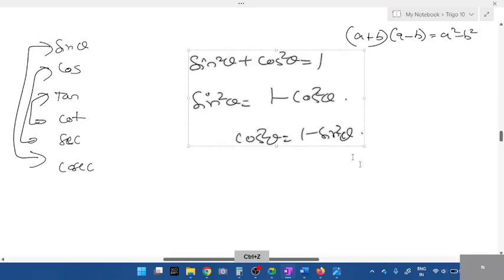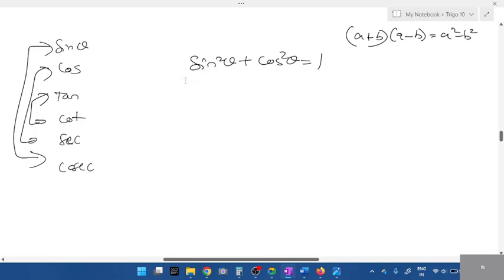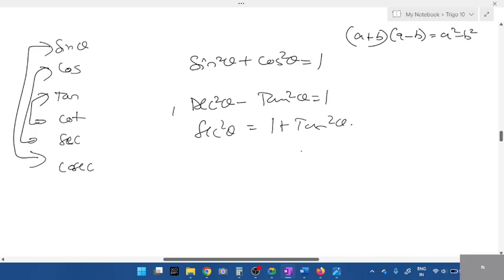Next, sec square theta along with that minus tan square theta. If I just want sec square theta, yes, you should know when to substitute and how to get the answers. But here, if I need just tan square theta, this 1 goes to the other side becomes minus 1. Just go through this.